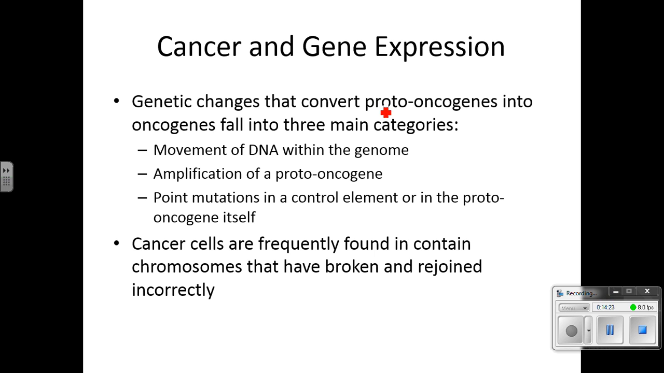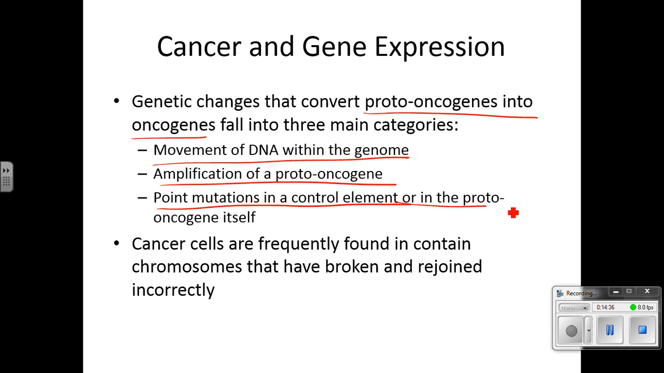Genetic changes that convert proto-oncogenes into oncogenes fall into three main categories: movement of the DNA within the genome, amplification of the proto-oncogene, or point mutations in a control element or in the proto-oncogene itself. So we've kind of talked about the mutations portion before. Cancer cells are frequently found to contain chromosomes that have broken and rejoined incorrectly.